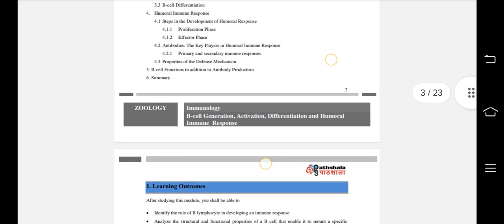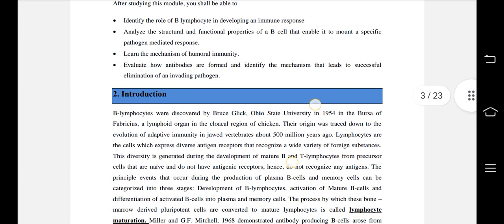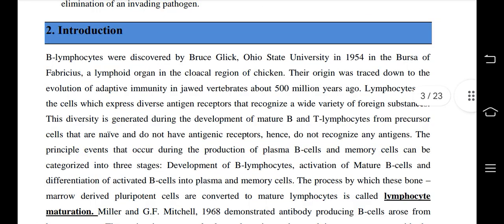Now let's have a quick introduction about this. B lymphocytes were discovered by Bruce Glick, Ohio State University, in 1954 in the bursa of Fabricius, a lymphoid organ in the cloacal region of chicken. Their origin was traced down to the evolution of adaptive immunity in jawed vertebrates about 500 million years ago.